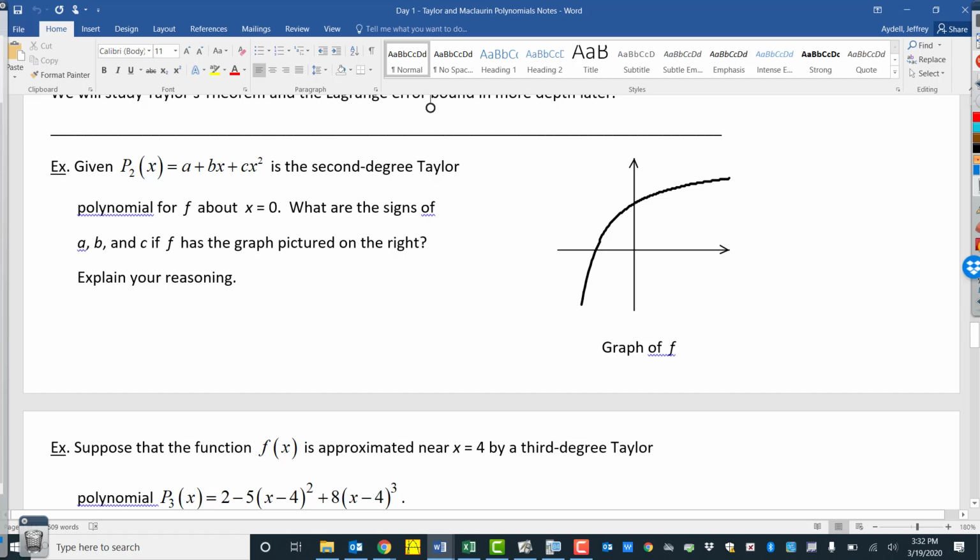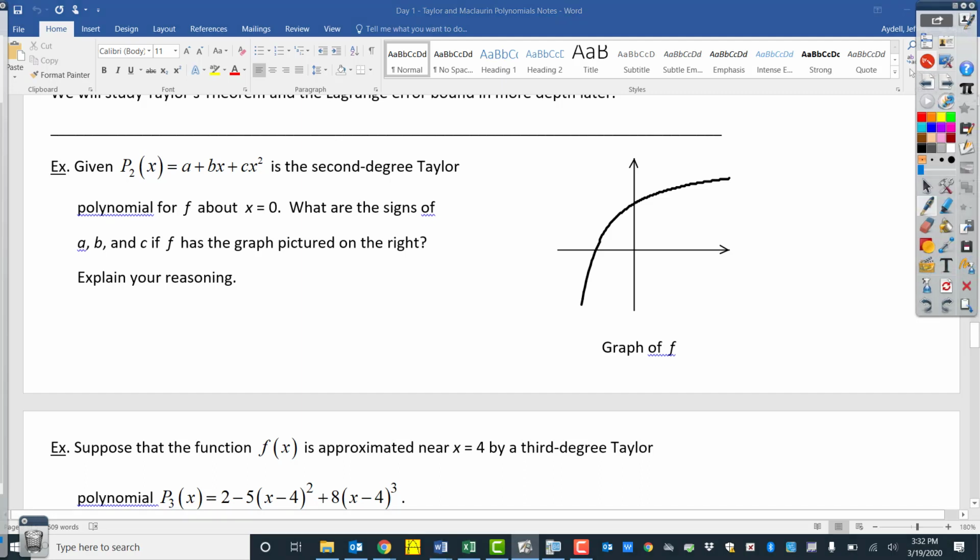Okay, so let's look at this first example. We have a polynomial sub 2, meaning it's the second degree Taylor polynomial centered around 0. So really it's a Maclaurin polynomial. We're asking what are the signs of A, B, and C, according to the picture to the right. I ask you right now to go ahead and pause the video and try to see if you can figure these out. Okay, so let's discuss what you might have found.